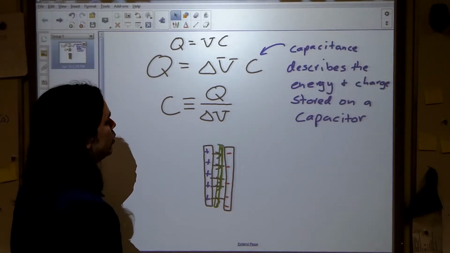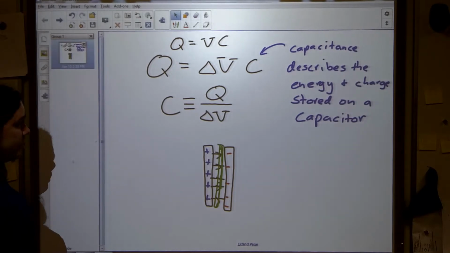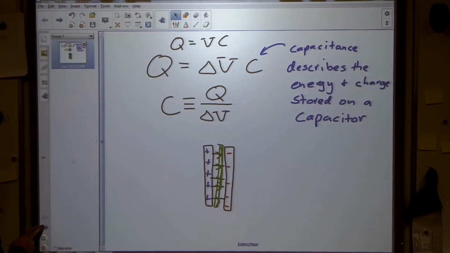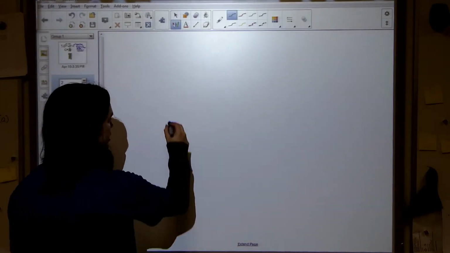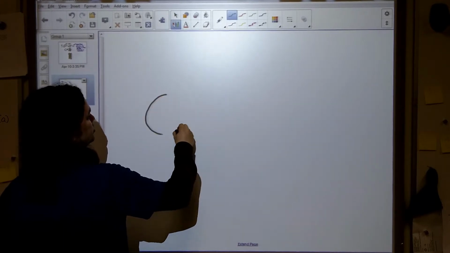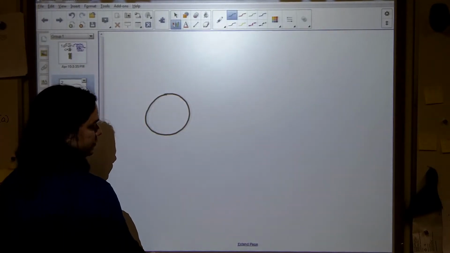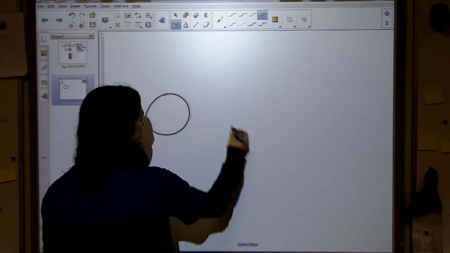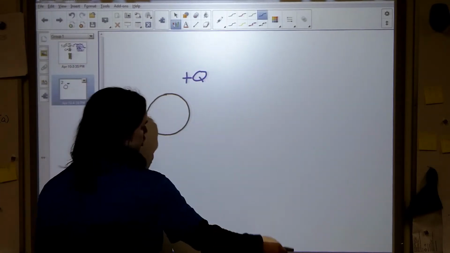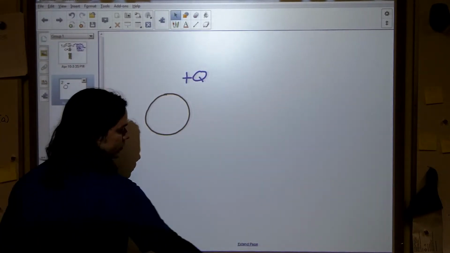Anyway, right now we're not going to derive that. I believe we did derive that in class. We're going to look at a different charged object. Let's take one of the simplest ones that we can work with, a spherical conductor. And I'm going to put a total charge on it of plus Q.